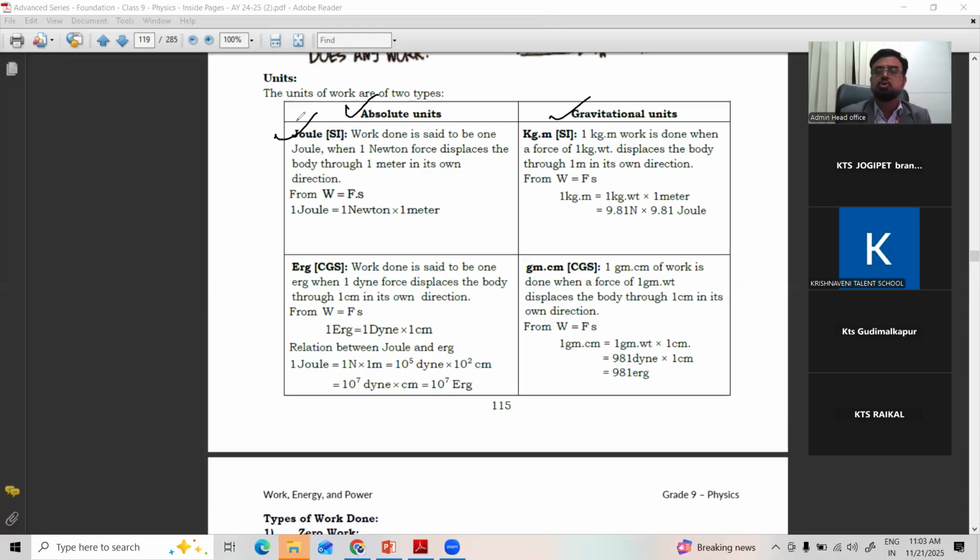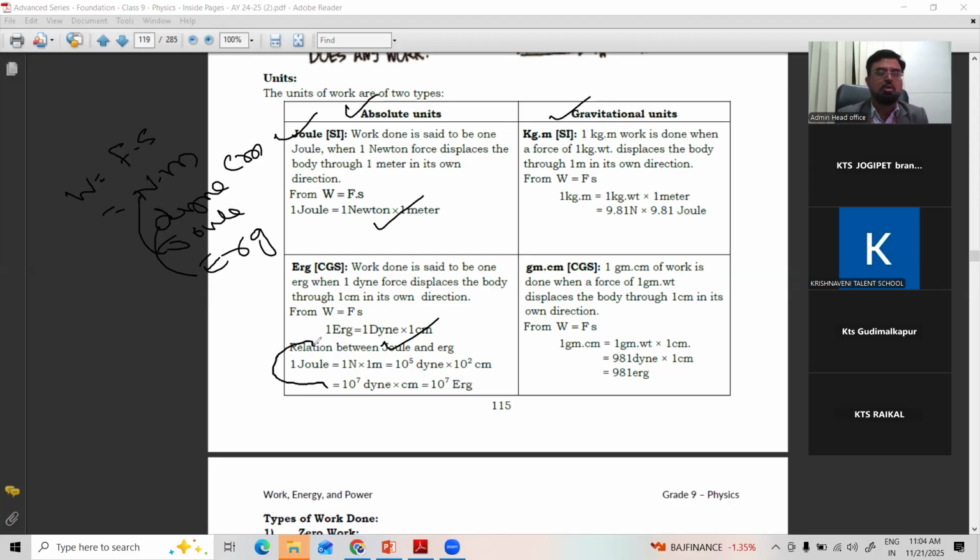So the absolute unit is joule. Work is measured in joule because W is equal to F into S. You can measure in Newton meter, or in dyne centimeter, or commonly joule. Joule is Newton meter, and dyne centimeter is erg, in CGS. They are called absolute units, given here. 1 joule is equal to 1 Newton meter, 1 erg is equal to 1 dyne centimeter. Some relations are also given: 1 joule is equal to 10 power 7 erg. Okay, so some relations are there.